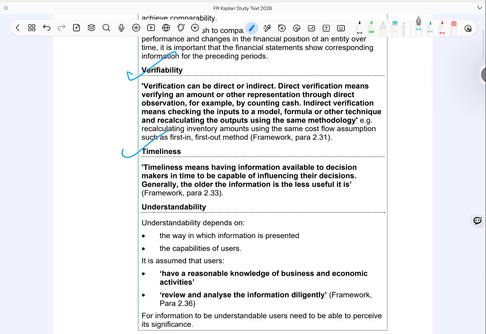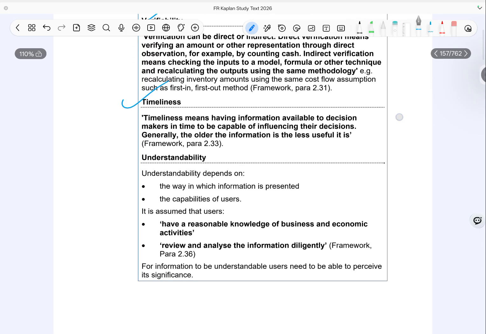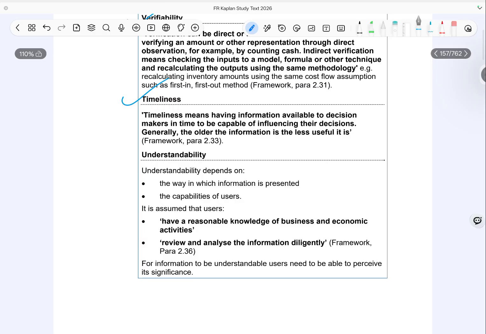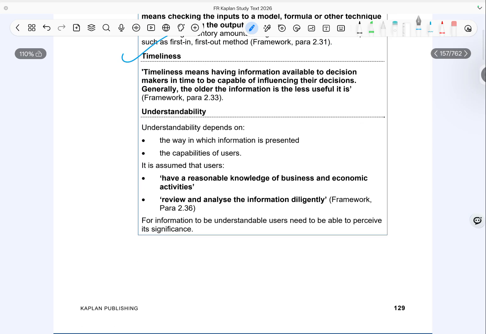Next comes timeliness. Financial information should be available before people make decisions. Imagine a company publishes its financial statements 2 years late. Even if the information is perfectly accurate, it won't be very useful to the users. That's why the older the information becomes, the less useful it becomes. Simply remember, right information at the right time, that's timeliness.